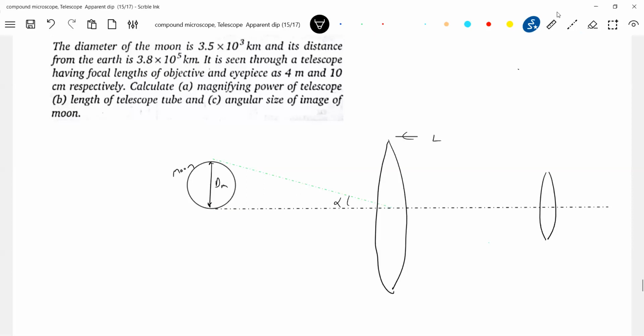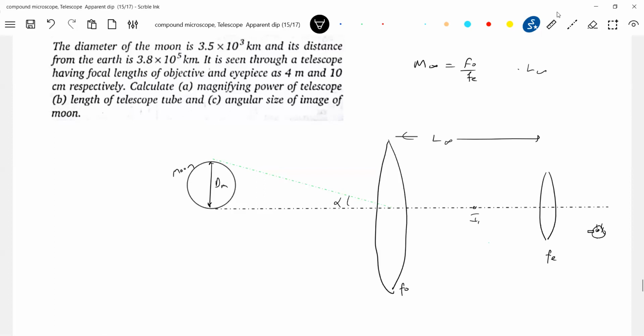Anyway, the moon is far away, no? So what is the distance? After refraction, the rays will form image I1 here, I2. So F0 and this is Fe and I is here. So we know F0 and Fe. First, what is the magnifying power of the telescope? It is F0 by Fe only. It is always in normal adjustment, what we do. So we know F0 and Fe, we will get M infinity.